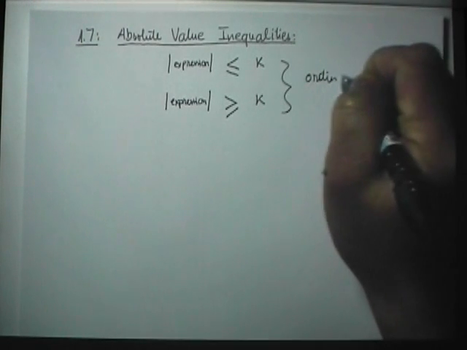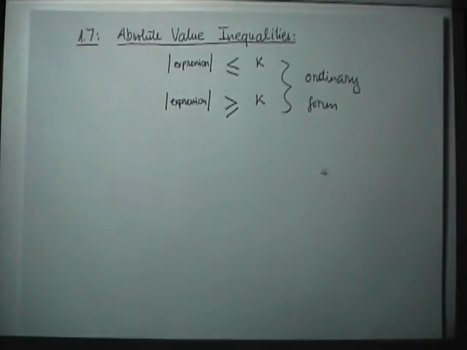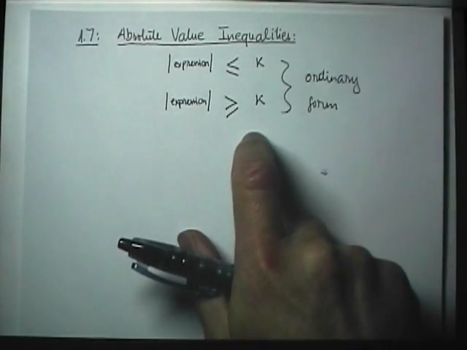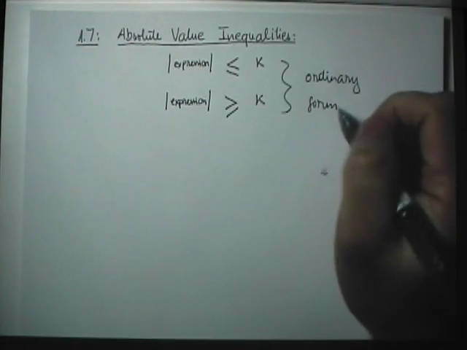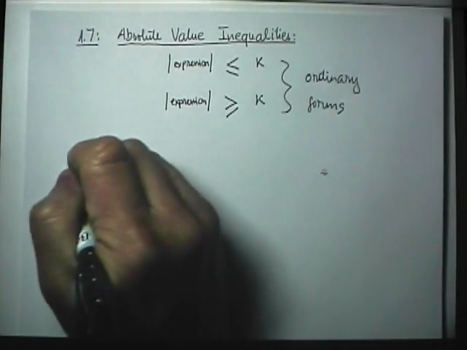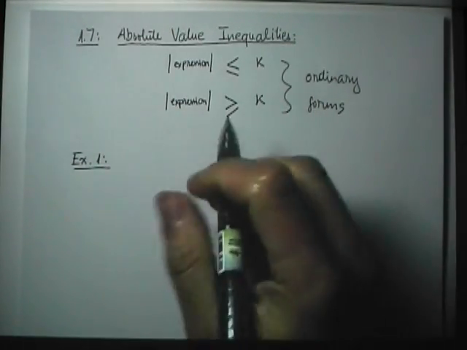And you need to bring your absolute value inequalities back to any of these two absolute value ordinary forms right here to successfully solve the problem. So now, once again, let's practice some more examples. Let's work with some more examples.